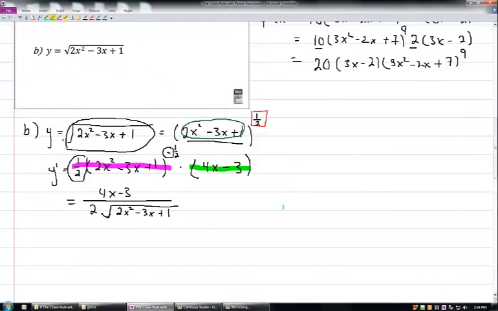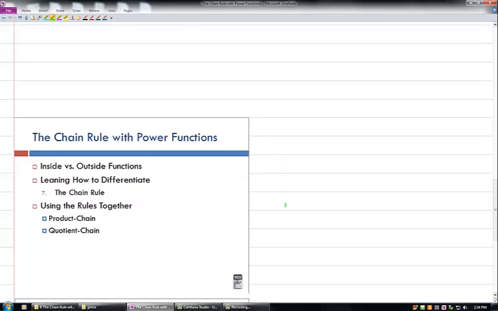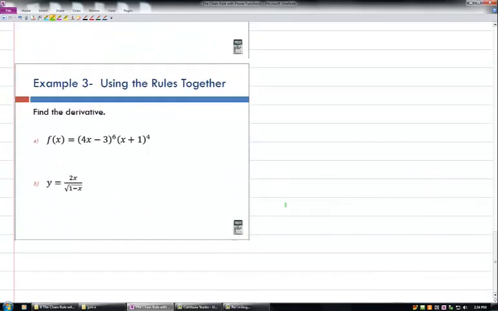All right, so after we get comfortable with this, then we want to talk about how do we use these rules together. And what I mean by this, how do we use the product, the quotient, and the chain rule in tandem? So let's take a look at some examples so you can see how this is going to play out.